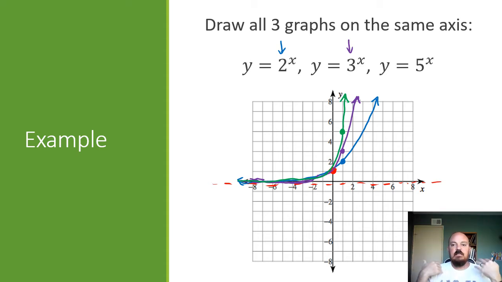So basically the idea is every exponential graph looks like this. You just use that second point, (1, b), to give you an idea of how sharply it's turning. All right.